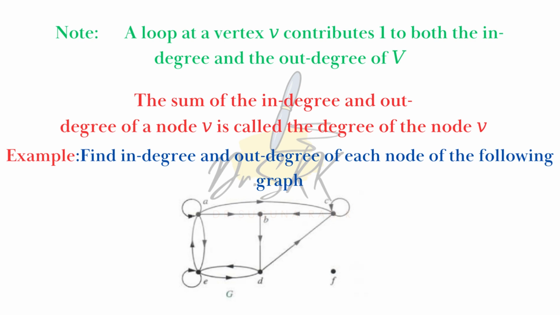We have a very important note here. A loop at the vertex V contributes 1 to both the in degree and out degree of the vertex V.